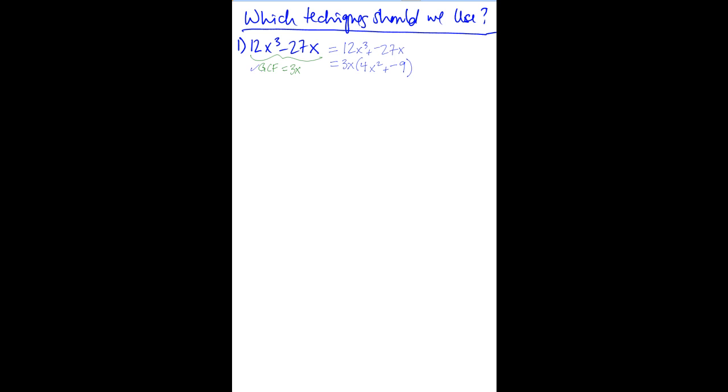But now I have to ask myself, can I factor this any further? We notice that here, in the parentheses, I'm left with a polynomial with two terms. So here's a good time for me to ask myself, could this possibly be a difference of squares, a difference of cubes, or a sum of cubes? Well, it's a difference because I notice there's a negative sign right there. And so could it be a difference of squares or a difference of cubes?